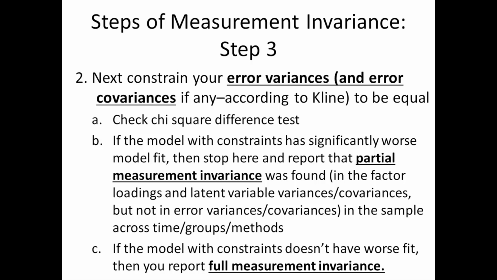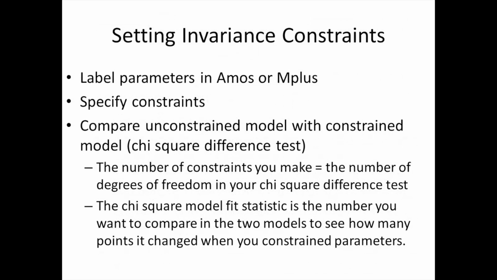So in this, if we can constrain factor loadings, observed variable intercepts, and error variances, and error covariances if you like, then you could say that you have full measurement invariance. And full measurement invariance, like I mentioned earlier, is rare to find across groups where theoretically you might expect to see it. You might more commonly see it across time.